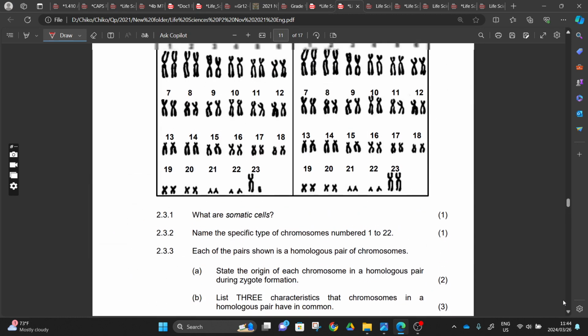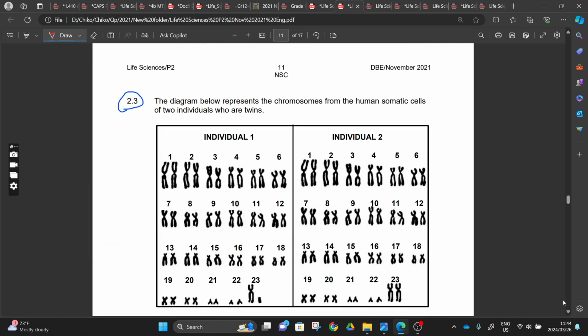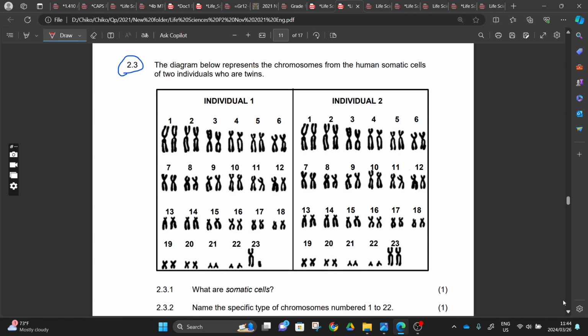So let's do this. We did this yesterday, but it was a question that was replicated from some documents. So I took that document and did it on our board, and then I went and checked our question paper. I found that those exercises were there in the 2021 question paper. The diagram below represents the chromosomes from the human somatic cells of two individuals who are twins.